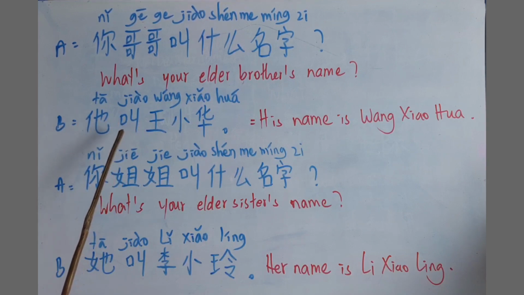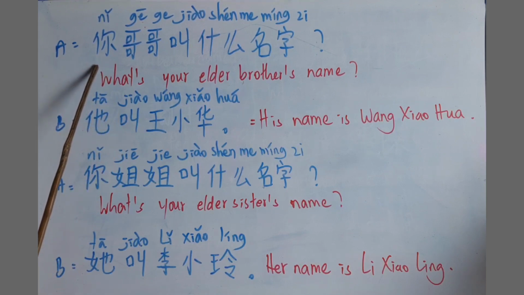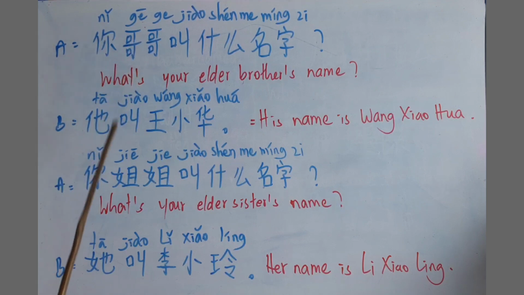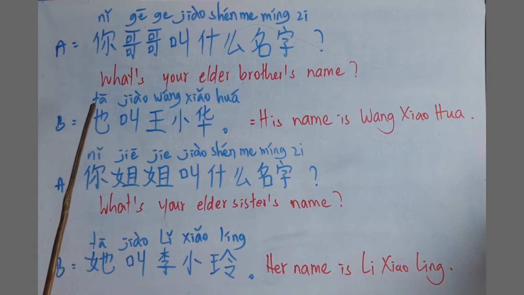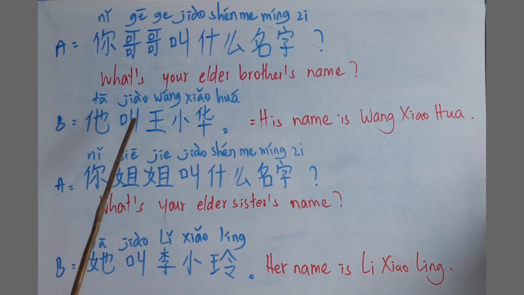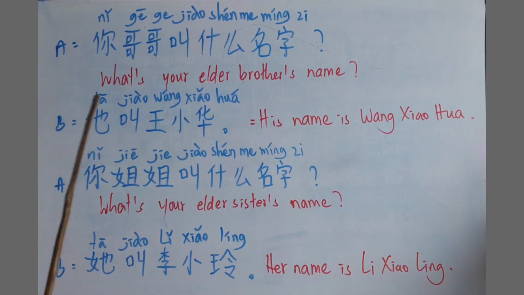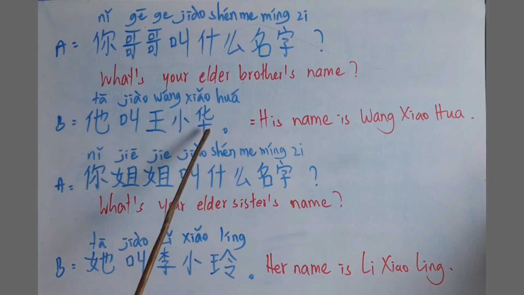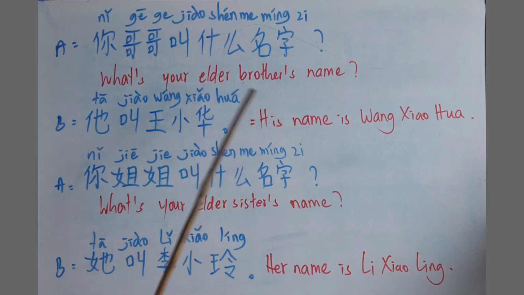I want you to make questions yourself with other sentences, because in our lesson we only ask about your brother and your sister. But if we want to ask about other people's names, we just change the subject. It's not really complicated. I just want to help you learn how to speak yourself in other circumstances, when you need to talk about other people. So 他叫王小华. His name is Wang Xiaohua.